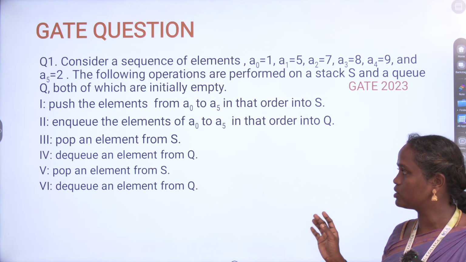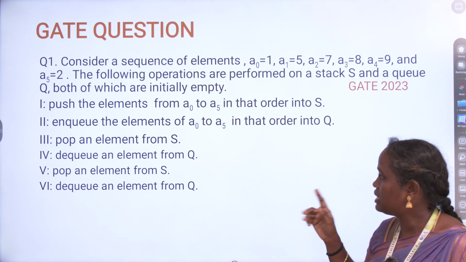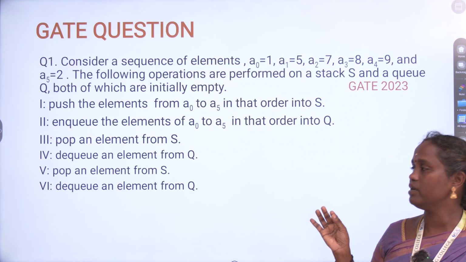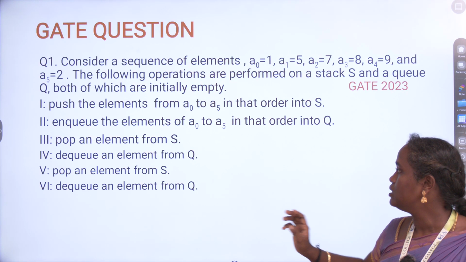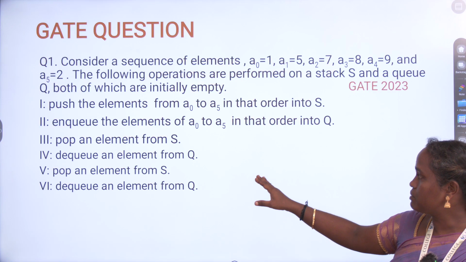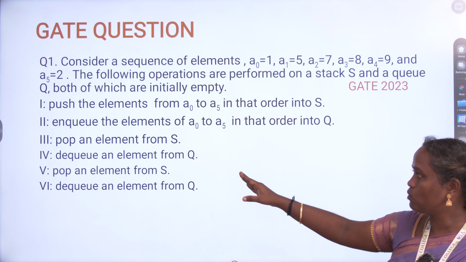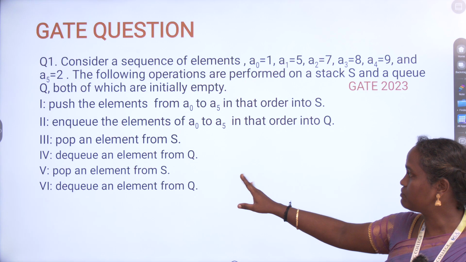DQ an element from Q. What is meant by DQ? As we already discussed, DQ in the sense means removing an element from a queue, right? So we have to remove an element from the queue, and as you all know, deletion can be performed at the front end, right?